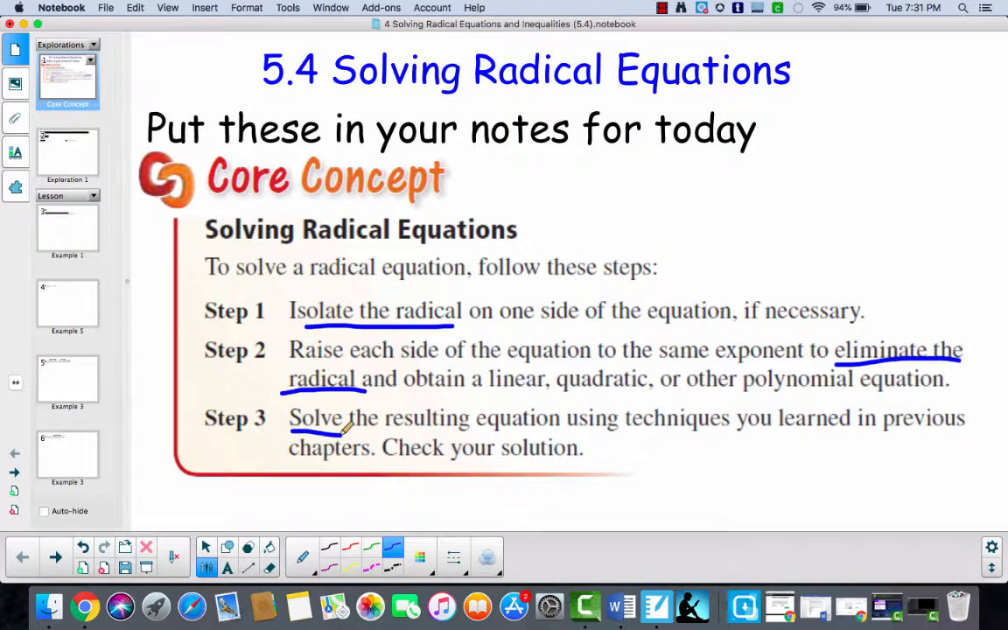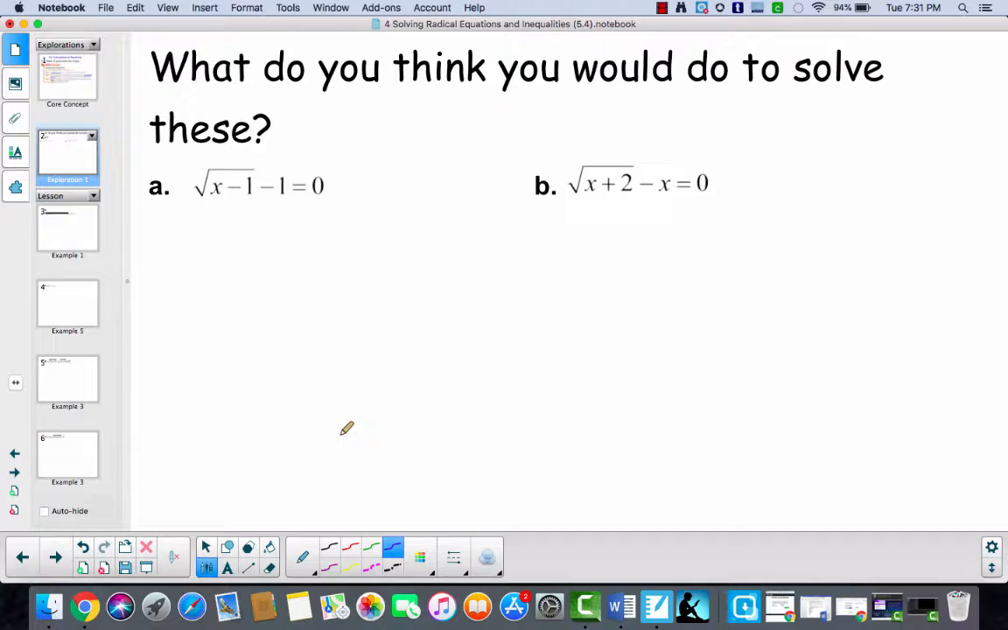Okay, so let's look at the next example. First of all, let's take a look at letter A. What do we have to do to solve this one? Is the radical by itself? No, it's not. If you need to, circle the radical so that you can see this is the only thing under the radical, and then take care of what's outside the radical. What's outside the radical? The plus 1 or the minus 1. How am I going to move it to the other side? I'm going to add 1 to both sides.